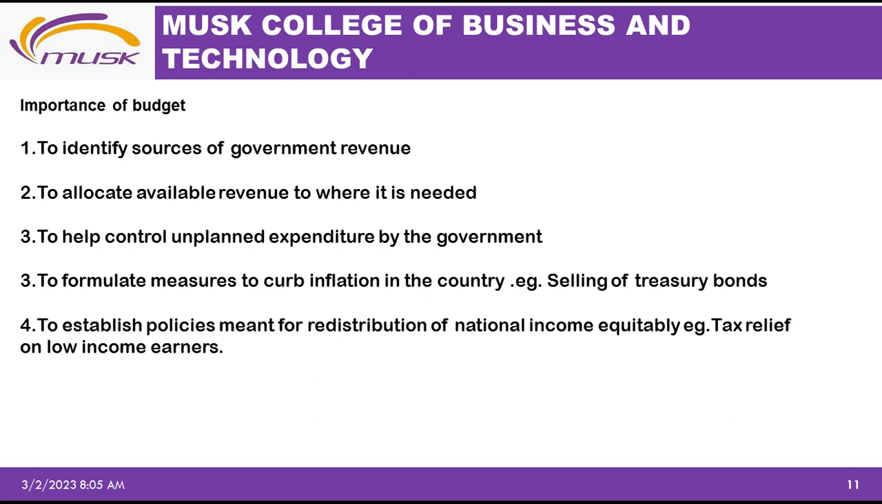So that has brought us to the end of topic number 2. I expect you to understand why we need a budget, understand the types of budgets, and understand the sources of government revenue. We have a list that we have looked at, and we have talked about the main ones, which are taxation and government borrowing.